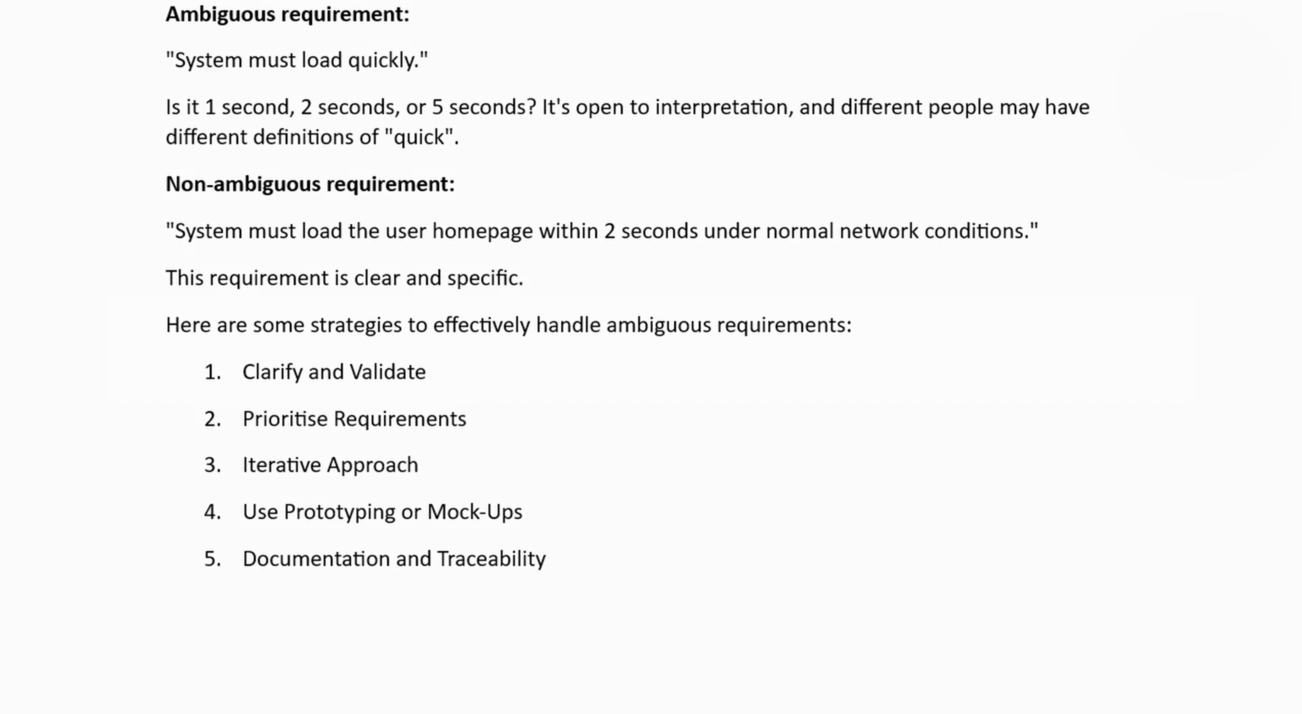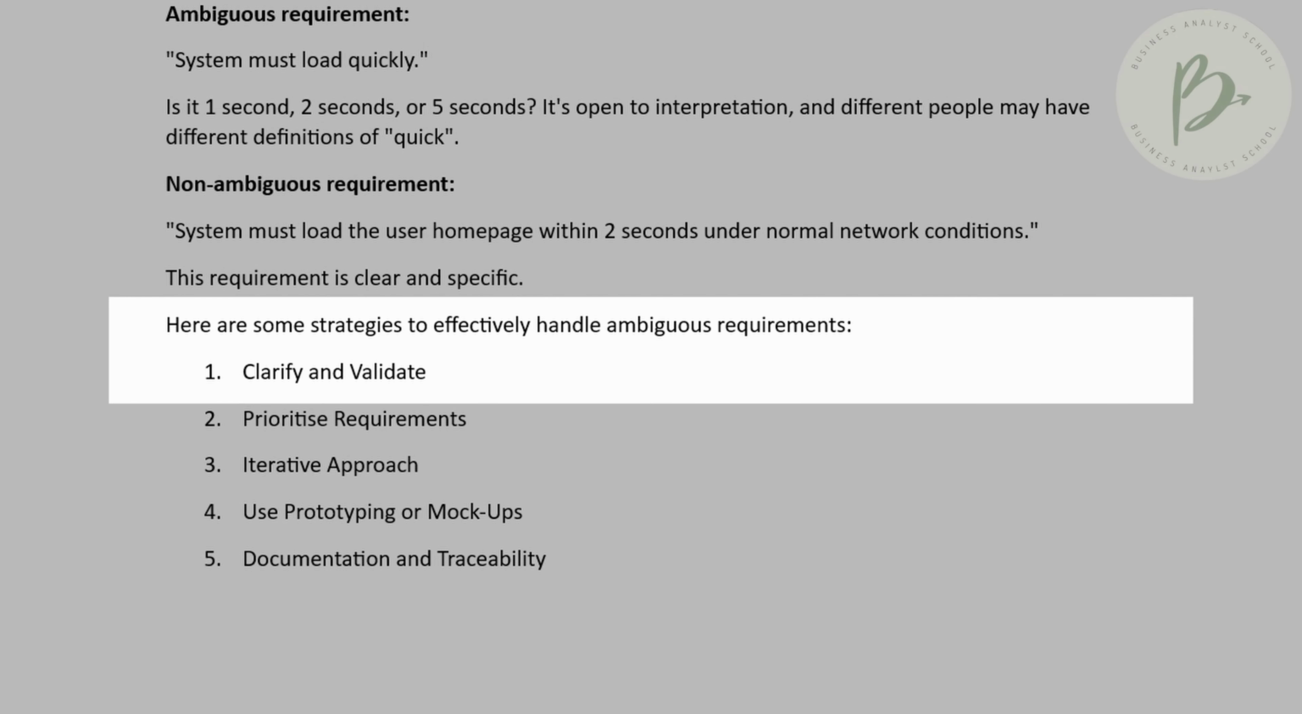So here are some strategies that you can use. Number one, clarify and validate the requirements. As business analysts, one of the key skills that you need is the ability to communicate effectively, both written and verbally, right? So engage in active communication with your stakeholders to clarify and validate their requirements, going back and forth until you get it right, okay?